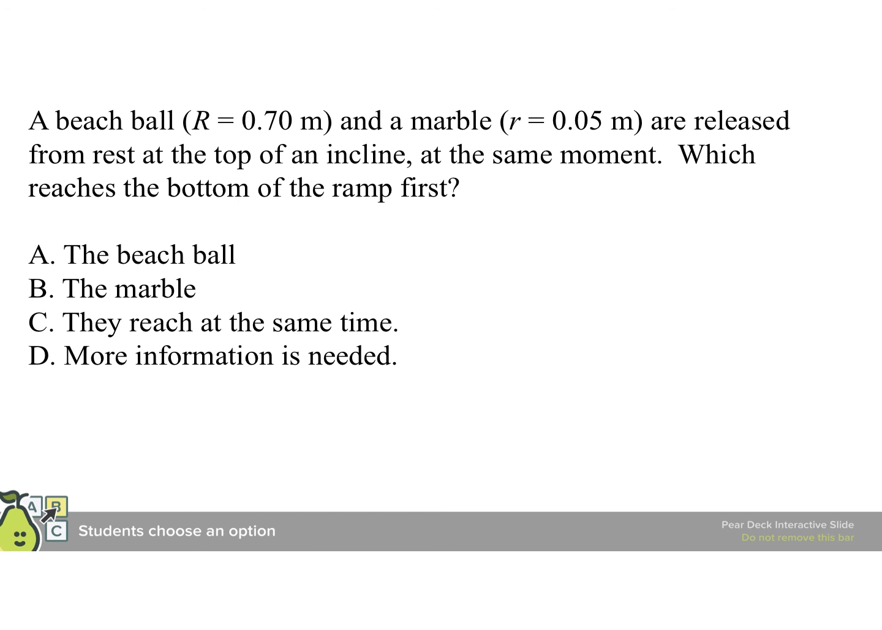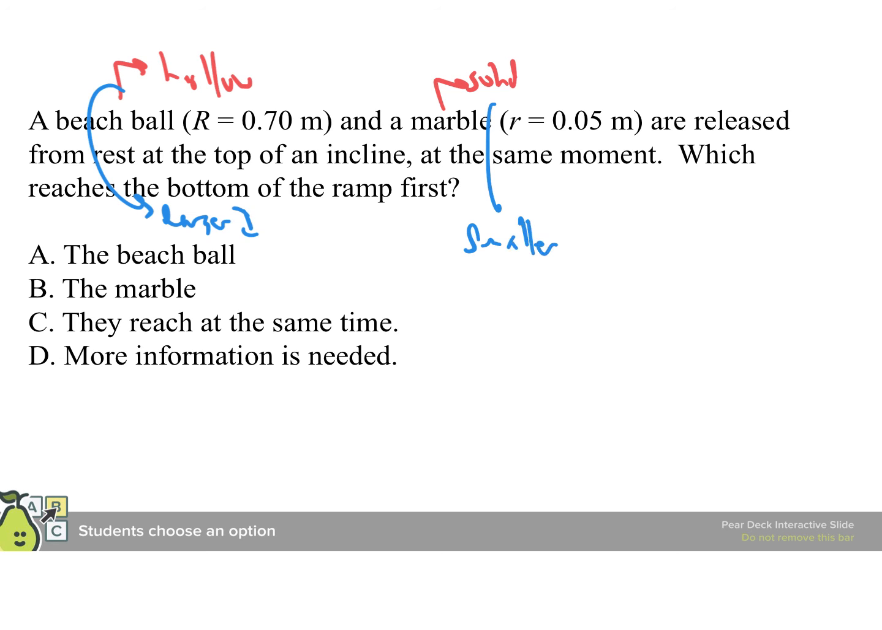All right, a beach ball, r equals 0.7 meters, and a marble, r equals 0.05 meters, are released from rest at the top of an incline at the same moment. Which reaches the bottom of the ramp first? Here, our important thing is that this is hollow, and this is solid. So this has a larger I, and this has a smaller I. And we just said that the thing with the smaller I gets there first because less of its energy is wrapped up in rotation, so more of it can be in translation, and so it's going faster, so it gets there first.